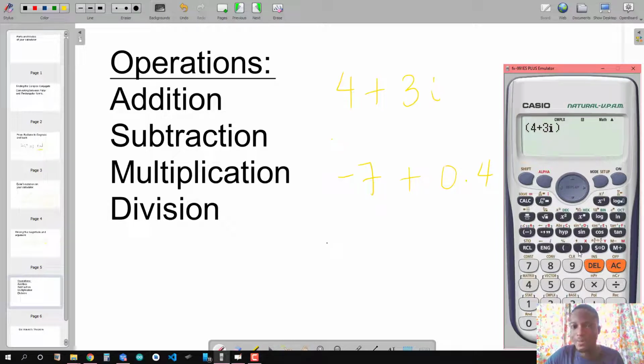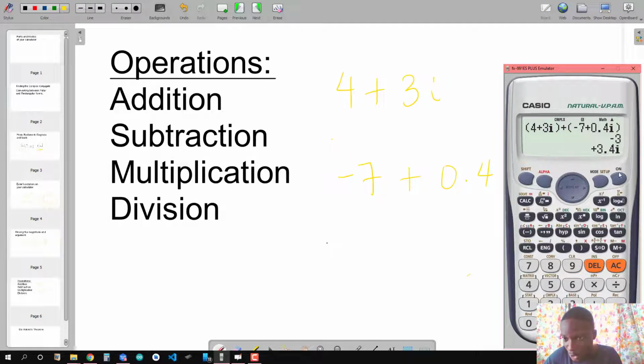So 4 plus 3i, bracket close, and then adding, bracket open. Now this is negative. Avoid using this button for negative. This is the button for negative. So negative 7 plus 0.4i, bracket close. So we add these two, and we have negative 3 plus 17 over 5i. You can of course get the decimal version of this fraction using surd to decimal. So you press this button, you have negative 3 plus 3.4i. Really simple.